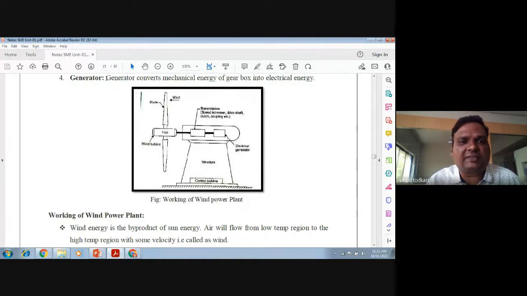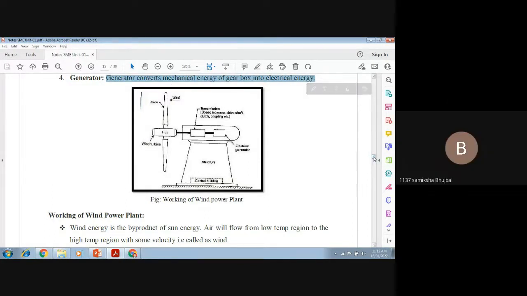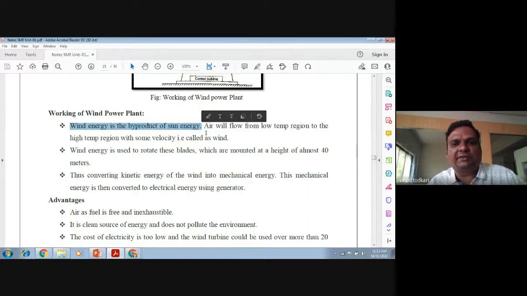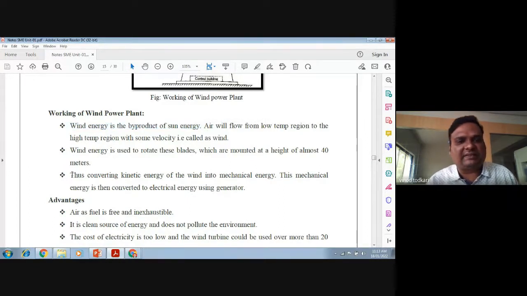What is the function of generator? Yes. To convert mechanical energy into electrical energy. Excellent. Now see, wind energy, we'll see the working. It is a byproduct of sun energy. I will not go into details of this, but this is a very interesting topic. One day we'll discuss how all renewable energy sources are linked with solar energy. Every renewable energy source is linked with solar energy.